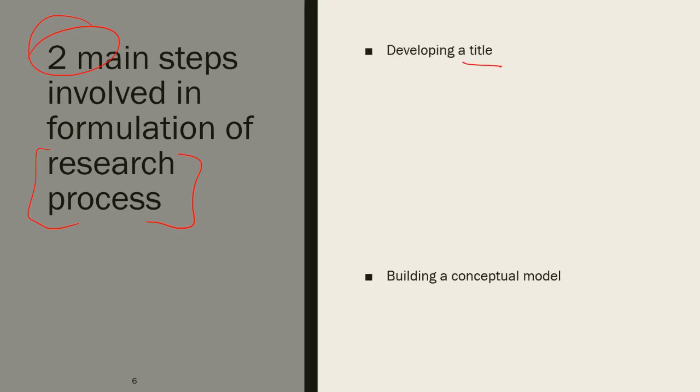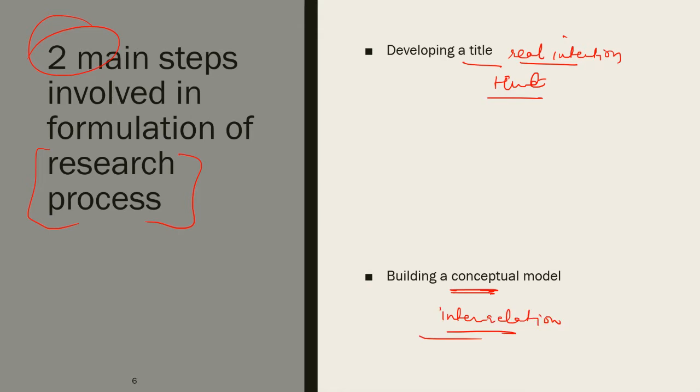The actual process of formulation of the research problem may involve two steps. The first one is developing a title and the second one is building a conceptual model. Now, what is developing a title? The title should reflect the real intention of the researcher and on which aspect the focus of the study will be. It should give you a direct hint. Alright, now building a conceptual model means on the basis of theoretical knowledge of the problem, some specific concepts are used. The interrelation between the different concepts needs to be identified and structured into a framework.